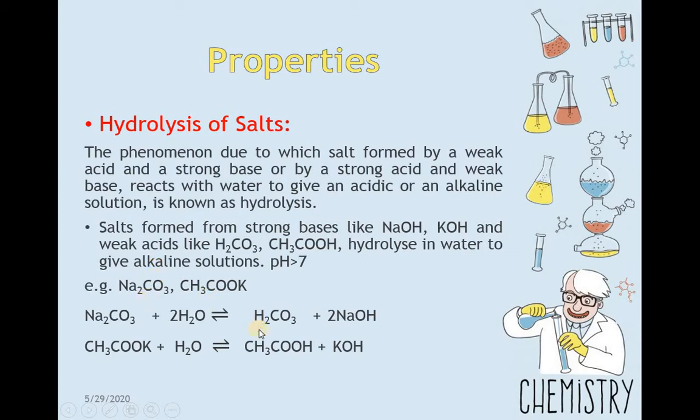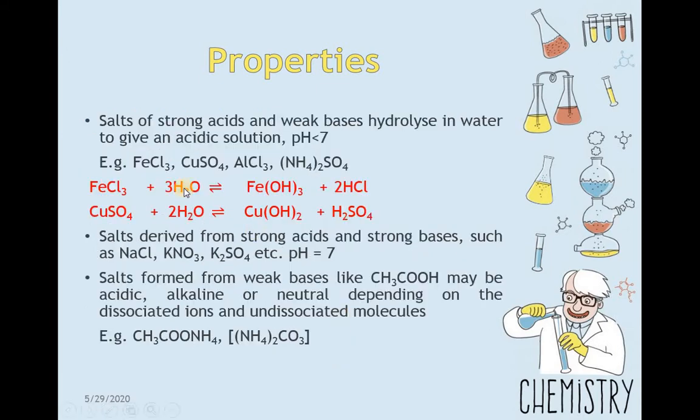Examples are given. You can see this is the weak acid, strong base, weak acid, strong base. So you will get the pH of the solution as greater than 7, that is basic. Strong acid and weak base salts hydrolyze in water to give an acidic solution, pH less than 7. You can identify who is the strong acid and weak base. You can see we are getting the strong acids. Salts derived from strong acid and strong base give pH equal to 7.